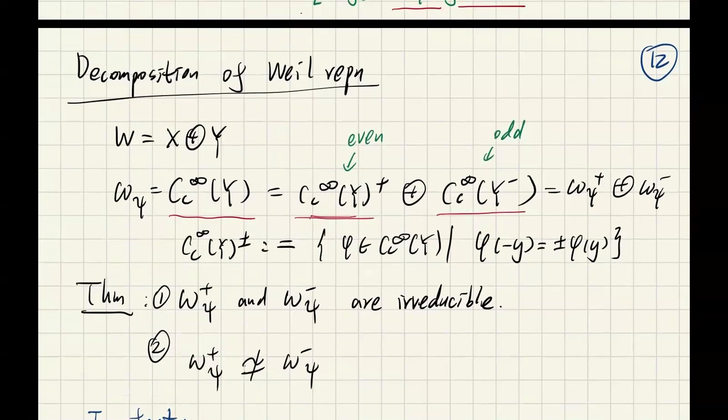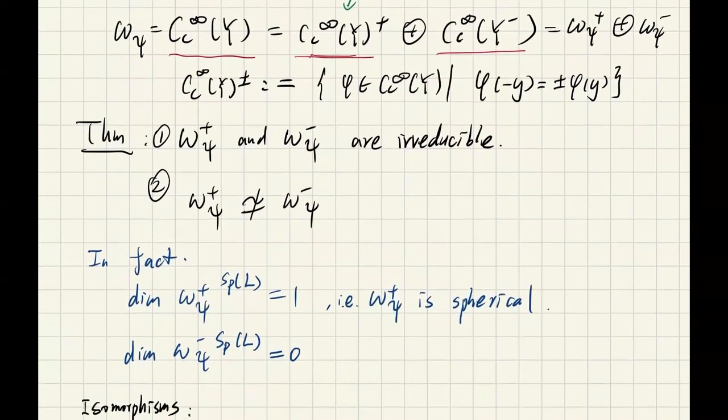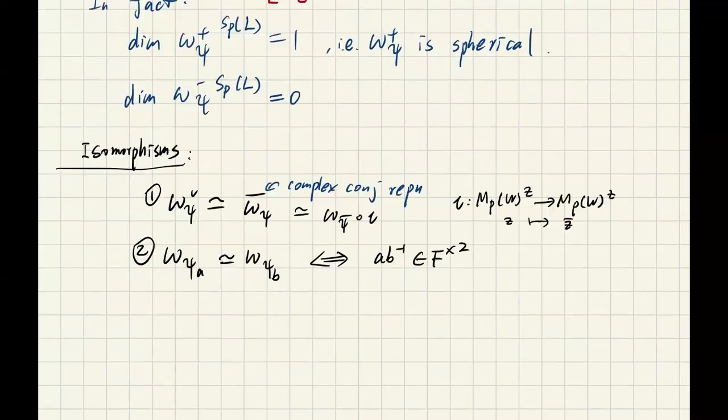The fact is that these two pieces are both irreducible and they are not isomorphic to each other. Furthermore, if you take L to be self-dual, then the even Weil representation is spherical, meaning that it has a unique vector which is stabilized by SP_L, and the odd Weil representation is non-spherical. So, right, that's it. Thanks.